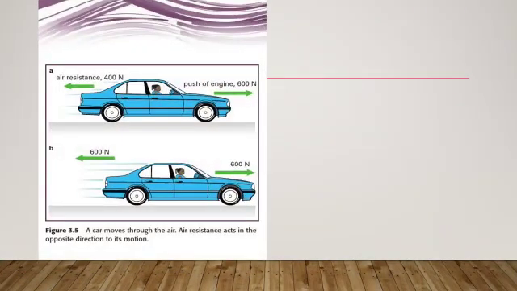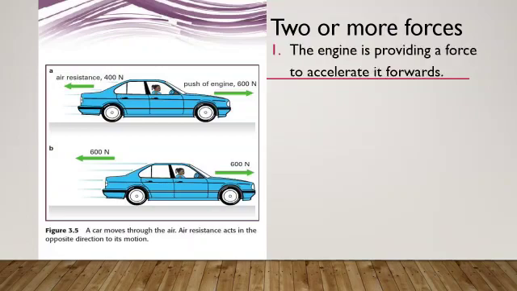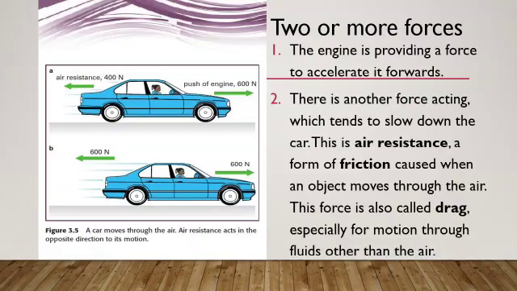The illustration shows that there are two or more forces present in a particular instance. First, the engine is providing a force to accelerate it forwards. Second, there is another force acting which tends to slow down the car. This is air resistance, a form of friction caused when an object moves through the air. This force is also called drag, especially for motion through fluids other than the air.